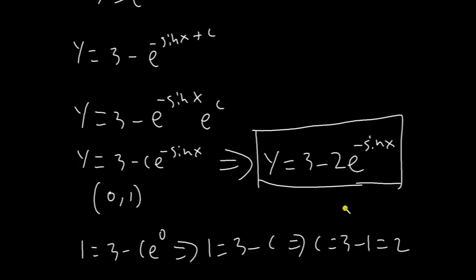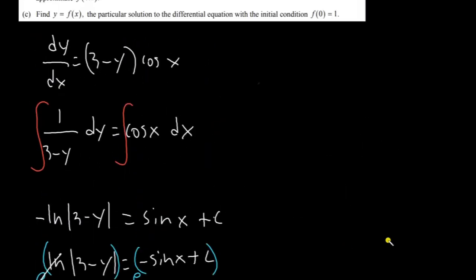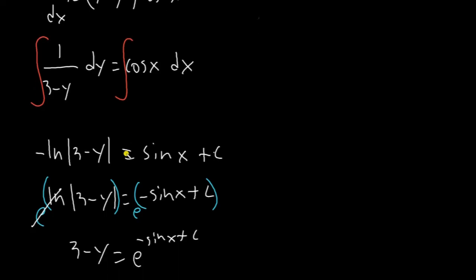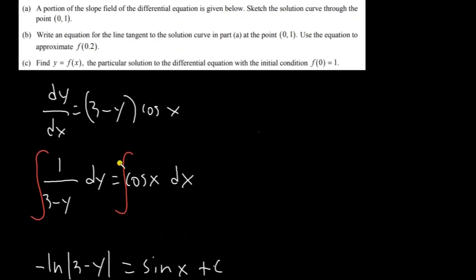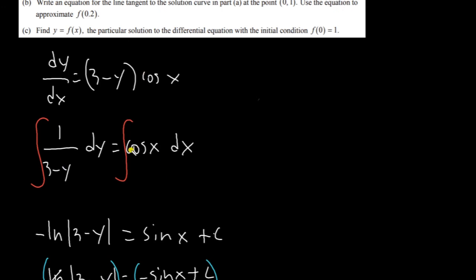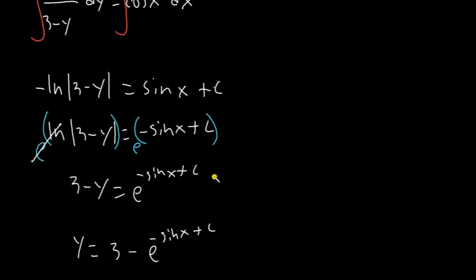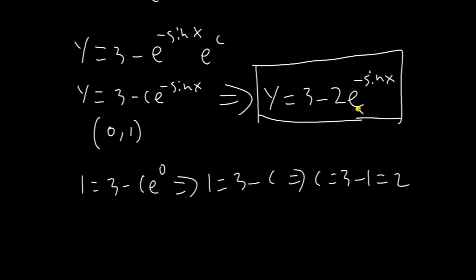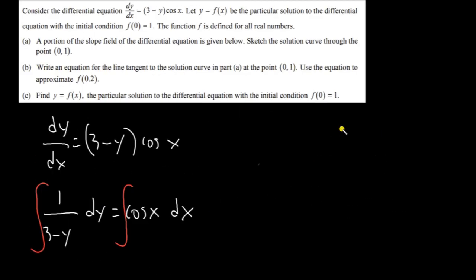This was a 6-point question. 1 point for separating the variables, 2 points for taking the integral, 1 point for including a plus c, 1 point for using the initial condition, and 1 point for the correct final answer. That concludes question 6, and with that concludes the 2014 AP Calculus exam.